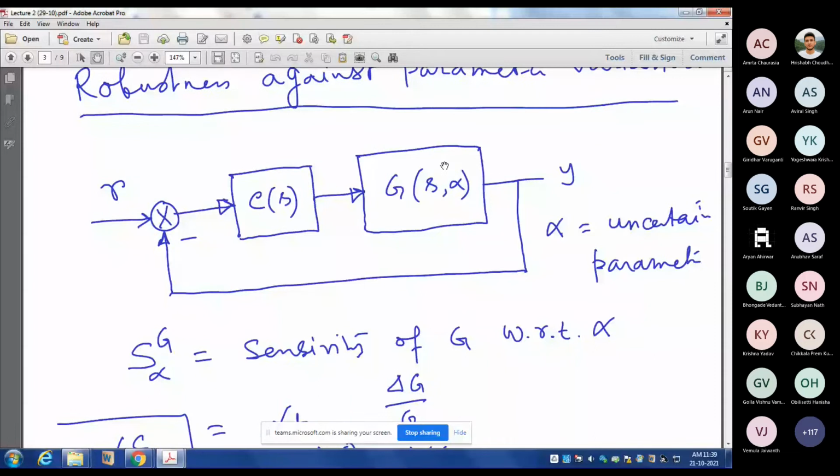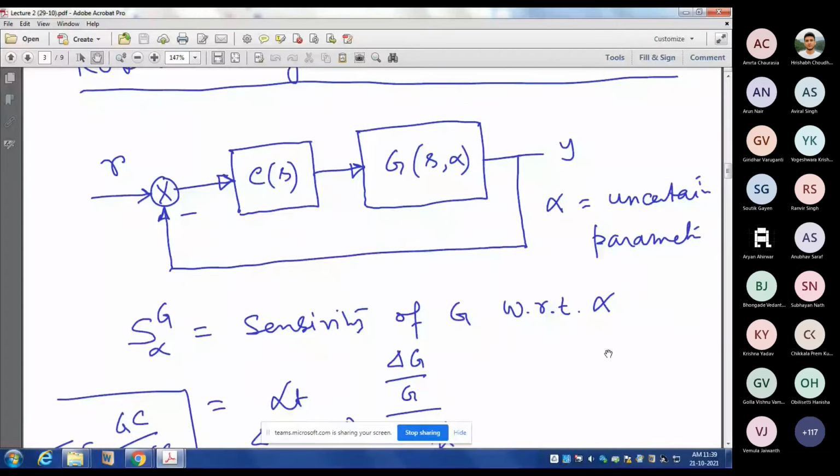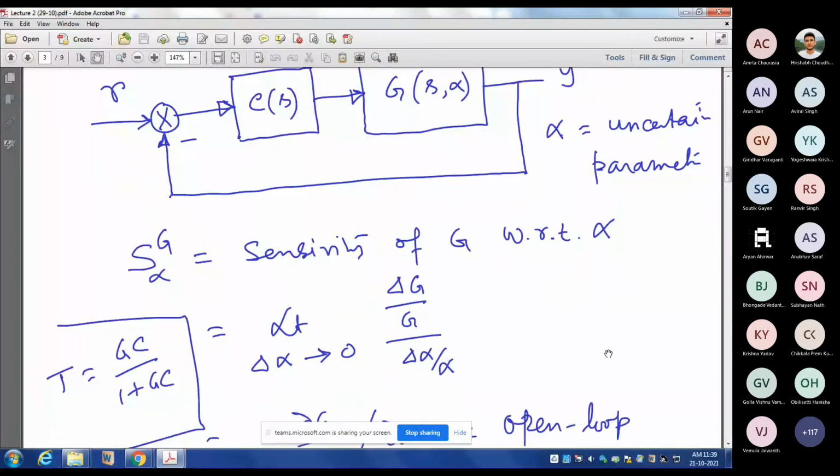So G(s, alpha) is your uncertain plant, where at least one parameter is not fixed, or some upper limit or lower limit of the parameter is known. So S alpha G, we are defining as the sensitivity of G, this plant, with respect to alpha.